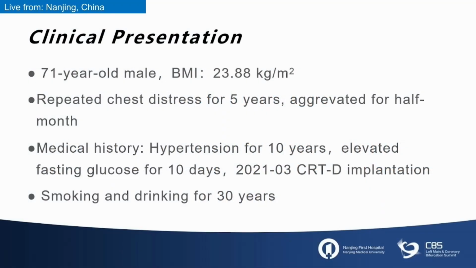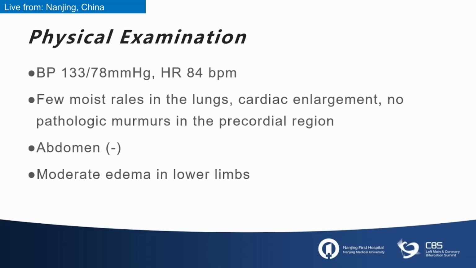This is a 71-year-old male. He presented at the emergency department because he had suffered from repeated chest distress for 5 years, aggravated for half a month. He has had hypertension for almost 10 years and elevated fasting glucose for 10 days. He has already received CRTD implantation 2 years ago. And he has a history of smoking and alcohol drinking for almost 30 years.